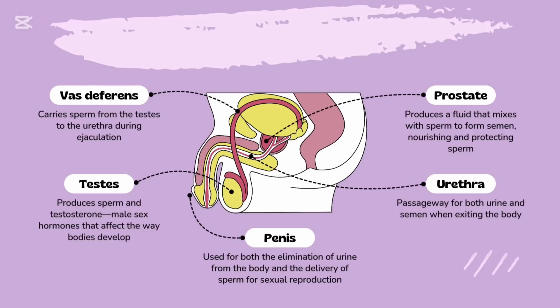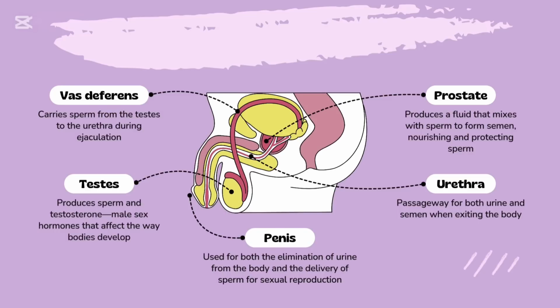Understanding the male reproductive system. Welcome to this comprehensive breakdown of the male reproductive system. In this video, we'll explore the anatomy, functions, hormonal regulation, sperm production, common disorders, and reproductive health care. Understanding the male reproductive system is essential for overall health, fertility awareness, and medical education. Let's begin with the anatomy of the male reproductive system.